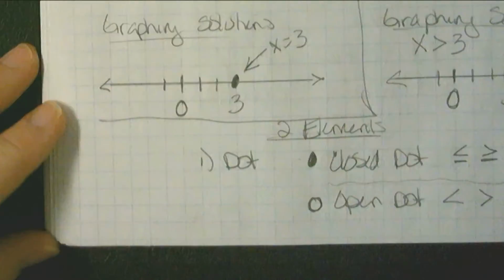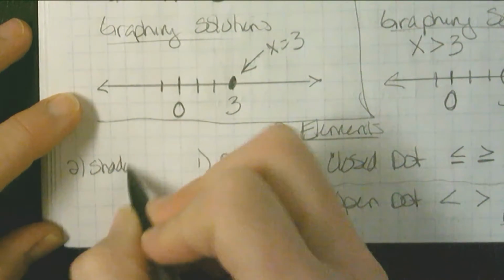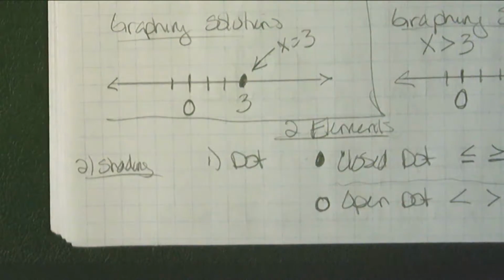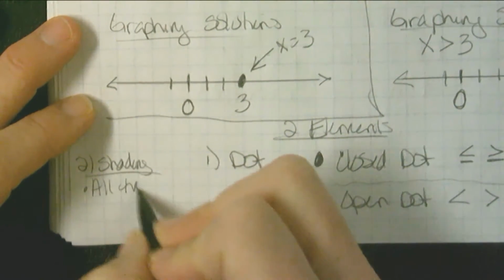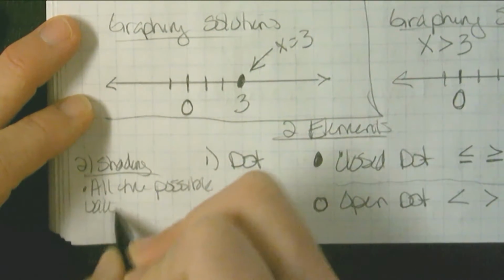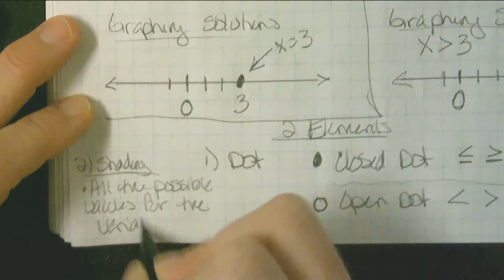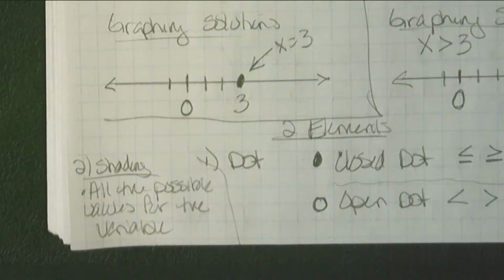Okay. The second thing we have, and I'm going to do this over here just because I would like it on the same page, is our shading. You guys probably have more room than I do because I write really big. Our shading. This is all the possible values for the variable.